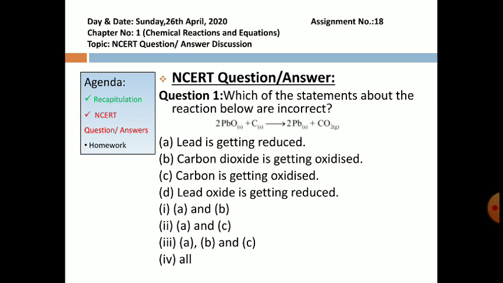Now coming to our NCERT exercise questions. The first question of our end exercise is: which of the statements about the reaction below are incorrect? The reaction is 2PbO (lead oxide) plus C (carbon) gives 2Pb (lead) plus CO2 (carbon dioxide). A: Lead is getting reduced. B: Carbon dioxide is getting oxidized. C: Carbon is getting oxidized. D: Lead oxide is getting reduced.